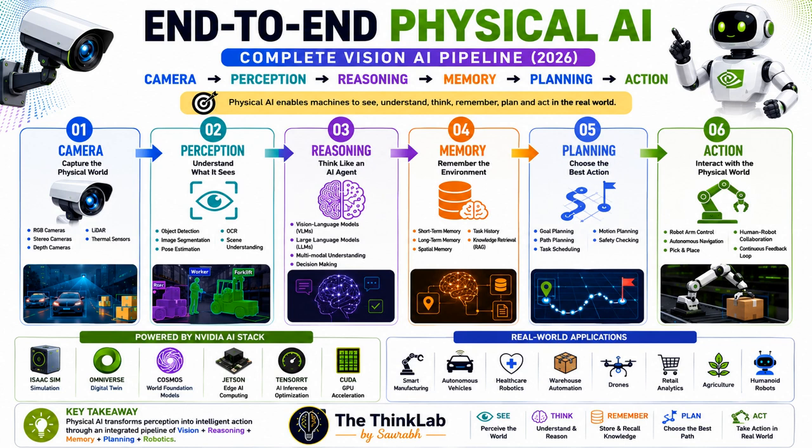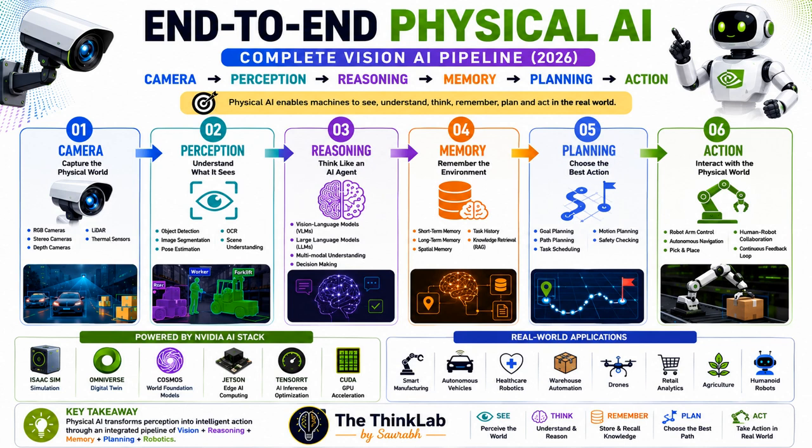So if something unexpected happens, the new camera data goes into the pipeline again, right? Perception updates the environment, reasoning makes another decision, memory stores the new information, planning creates a new path, and action executes again, right? So this creates a continuous intelligent feedback loop, and this cycle never stops.